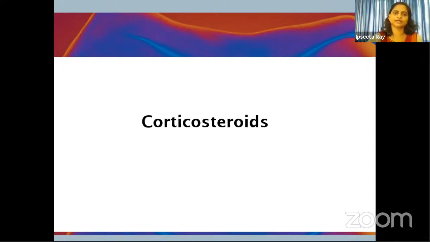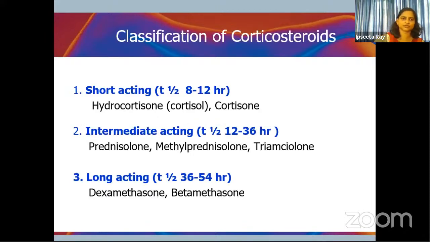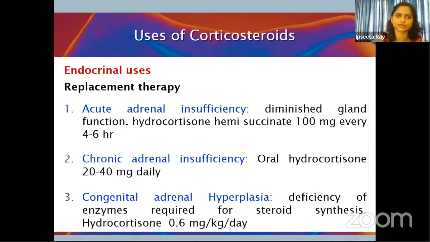Now the next topic under endocrine: corticosteroids. Under corticosteroids, first the classification depending upon the duration: short acting, intermediate acting, long acting. Short acting, you have hydrocortisone, 8 to 12 hours. Intermediate acting, prednisolone and methylprednisolone, 12 to 36 hours. Long acting, you have dexamethasone and betamethasone.